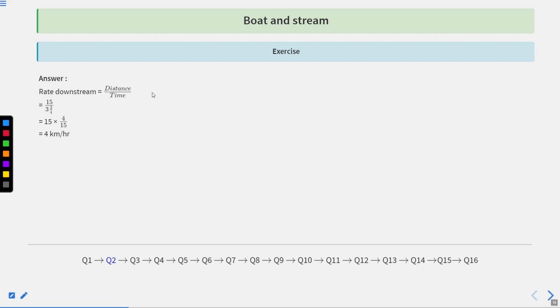So rate of downstream is given by distance upon time. So the distance traveled by him is 15 and the time taken by him is 3 and 3/4. So it will be 15 times 4 upon 15, so that is 4 kilometer per hour. So rate of upstream is 5 upon 2 and 1 half, which is equal to 5 times 2 upon 5, so that is 2 kilometer per hour. So the speed of the current will be given by 1 upon 2 times (4 minus 2), that is 1 kilometer per hour. So the correct option here is option A.